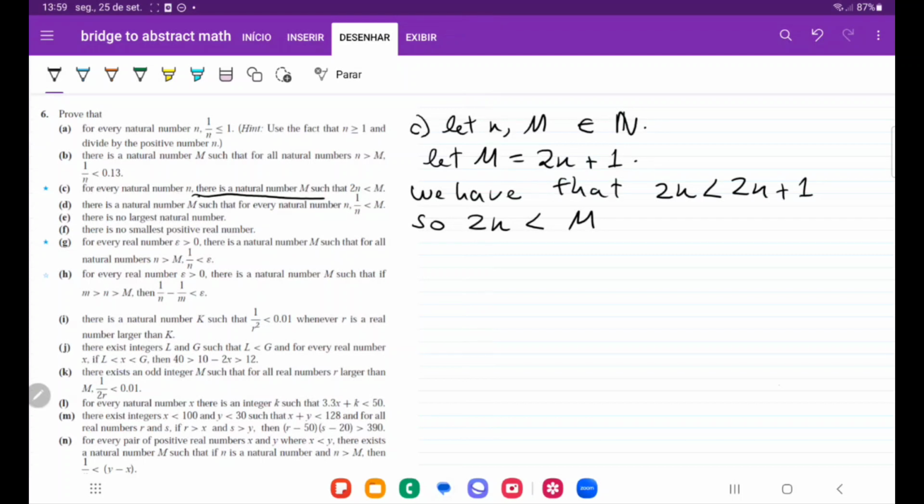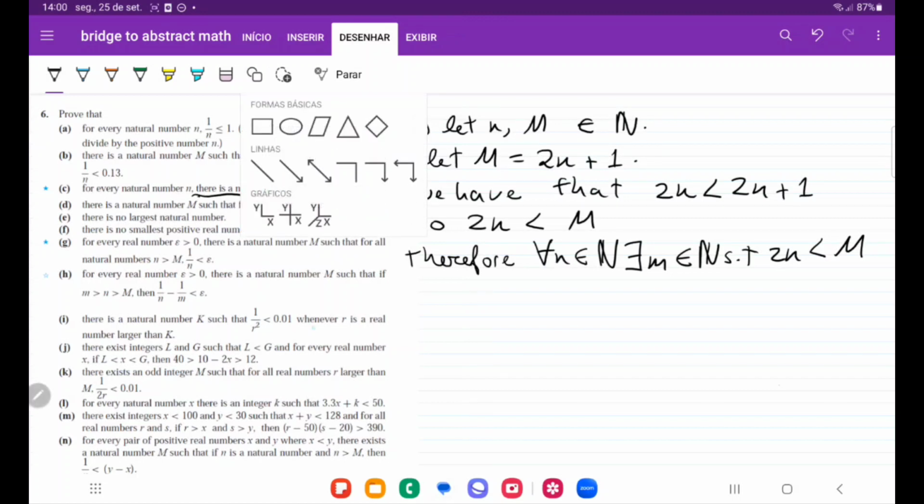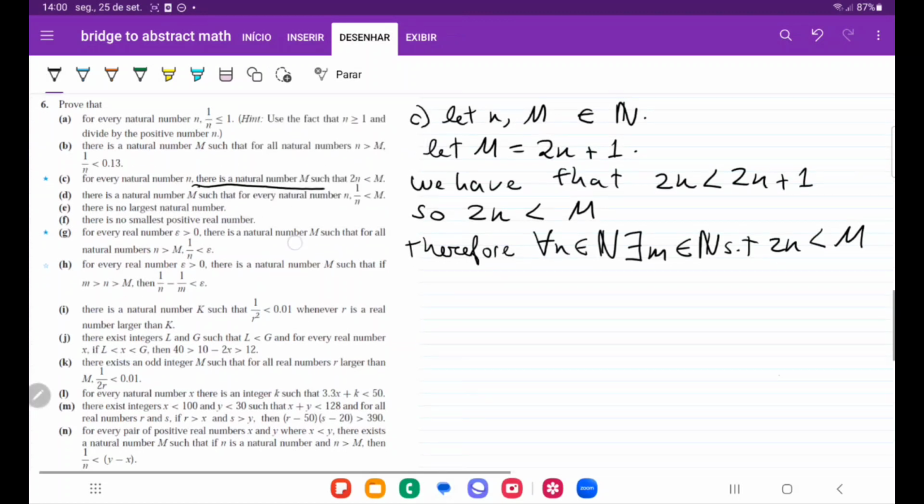And that is it. So for this one, therefore, for all n belonging to the set of natural numbers, there exists an m belonging to the set of natural numbers such that 2n is less than m, right? And we have shown that that is the case if m is 2n plus 1. Okay, so that is it for item C. Let's do item D.